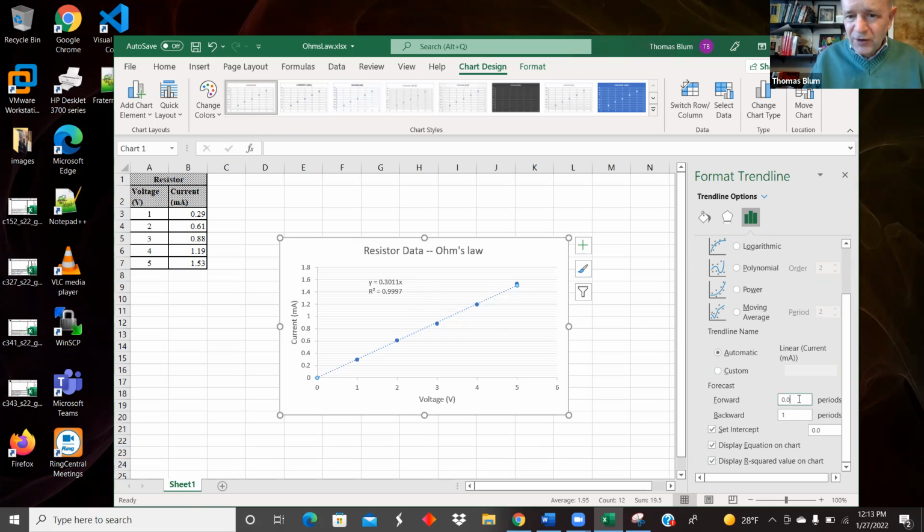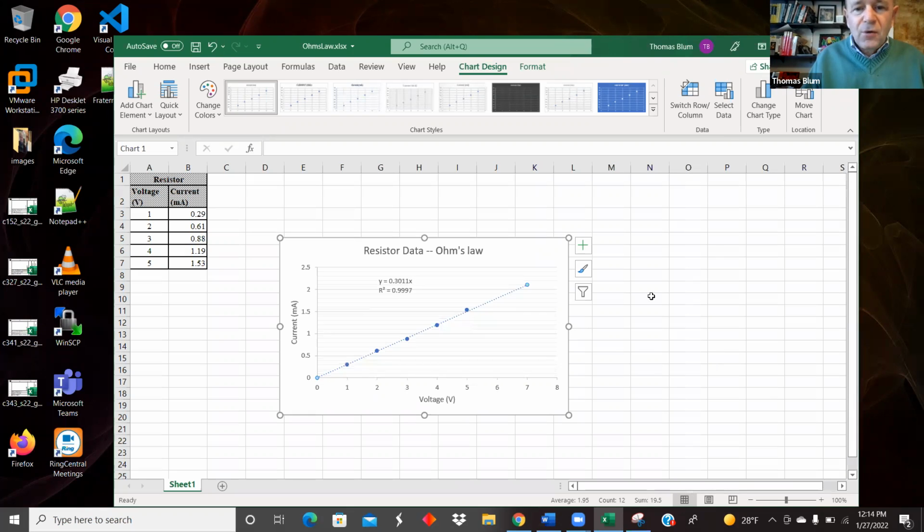And I could go up to, let's say I wanted to go up to 7, so I would go 2 forward. So I can go forward and backward in my forecast. Set intercept changes something about the fit equation. I have forecasting, which can make my line extend beyond my data.